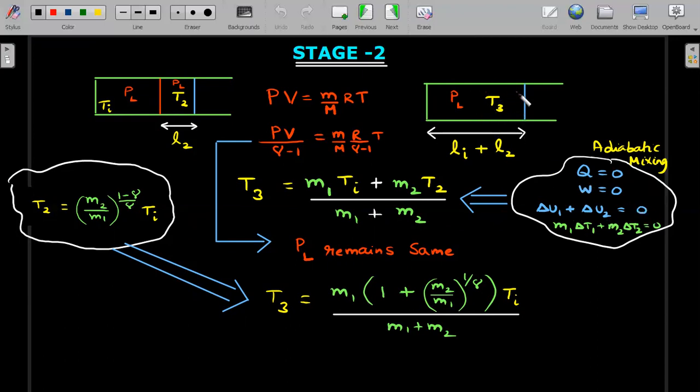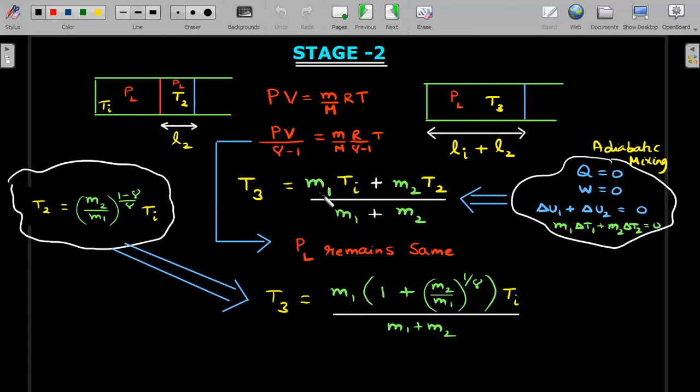Delta U1 is the change in internal energy of the right side, and delta U2 is for the left side. When I write delta U1, delta U2 as M1 CV1, actually it should be CV1 and CV2 when you have two different types of gases, but I cancelled CV off because it's the same natured gas. Then I'll end up getting this, and delta T1 is T3 minus Ti, delta T2 is T3 minus T2, and when we rearrange, you get this kind of expression. Okay, so T3 comes out to be this number.